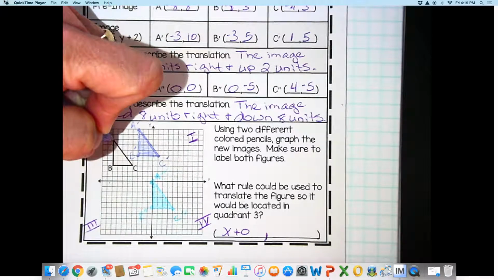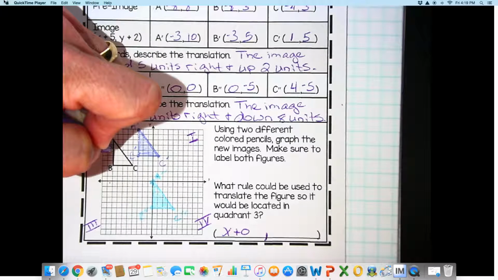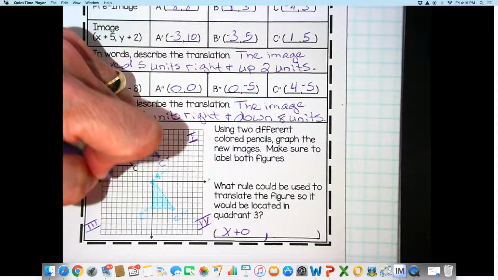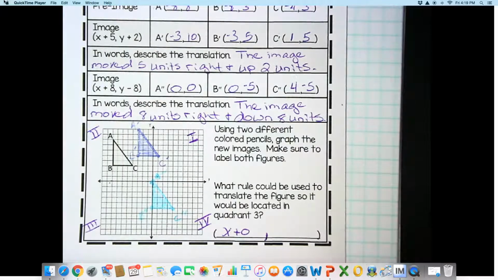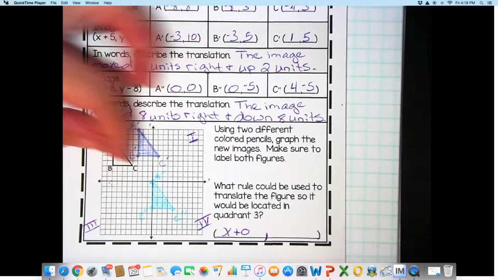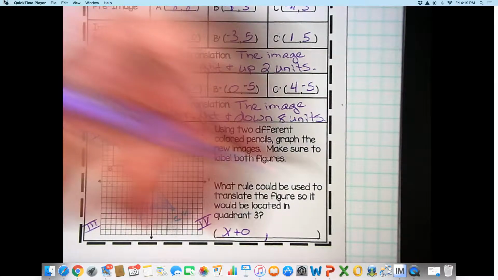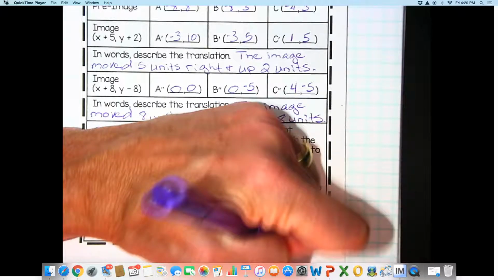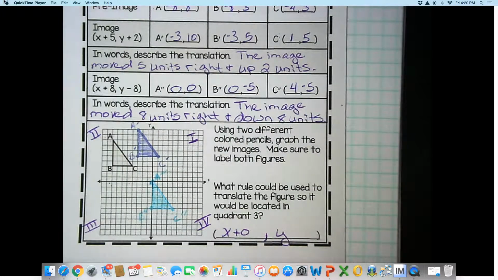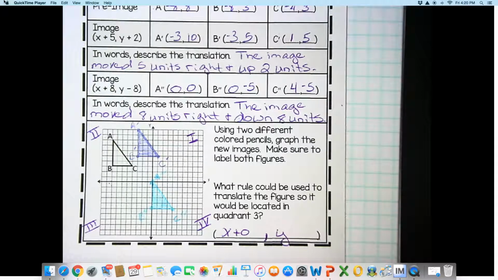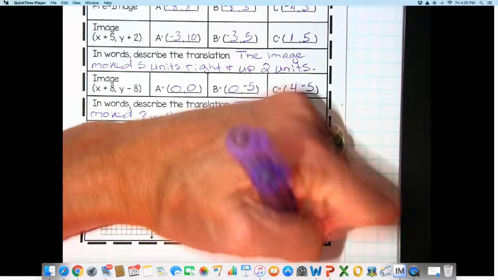So from A, I need to go down 1, 2, 3, 4, 5, 6, 7, 8, 9. So I need to go at least 9 down. I need to move the whole thing at least 9 down. So why did I pick A? Because that's really the farthest vertically north point of the 3 points. It's farther north than the other two, or farther up. So I need to go down at least 9. If you're going down, what do you do to the points? Well, you subtract. So I need to subtract at least 9 from them.